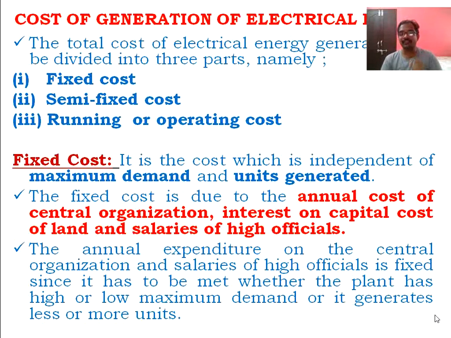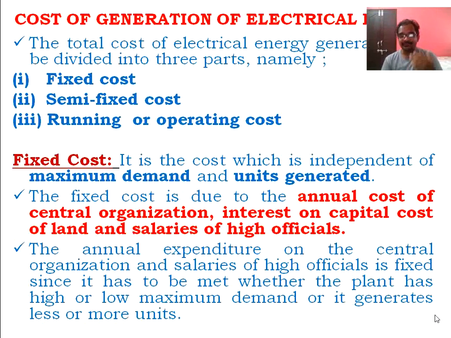A fixed cost is a cost which is independent of maximum demand and number of units produced by the plant. Semi-fixed cost is dependent on the maximum demand, but it is independent of the number of units produced by the plant. The running cost or the operating cost is a cost which depends only on the number of units produced by the plant. Now let's talk about this in detail.